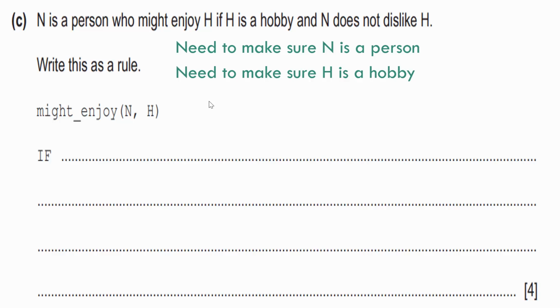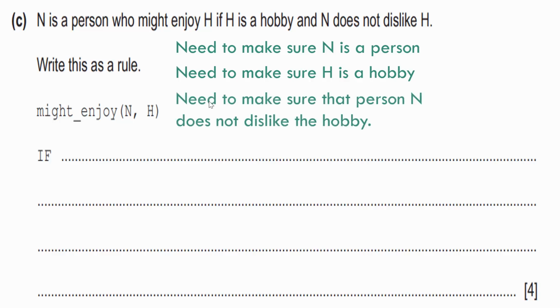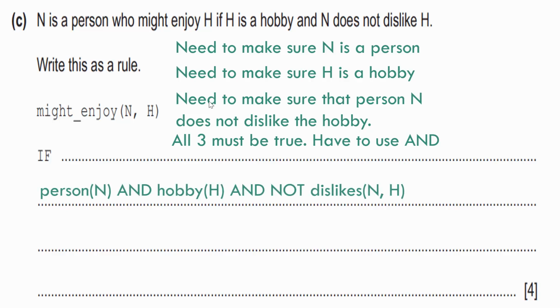If N is a person, H is a hobby, and I need to make sure that person N does not dislike the hobby, because if they do dislike it, they're not going to want to do it, because it says N is a person who might enjoy. So here's what I do. All 3 have to be true, so I need to use the keyword and here. Person N and hobby H and not dislikes N, comma H, that is the rule. That is my if statement. If all those things return true, then I know it may be something that they enjoy.